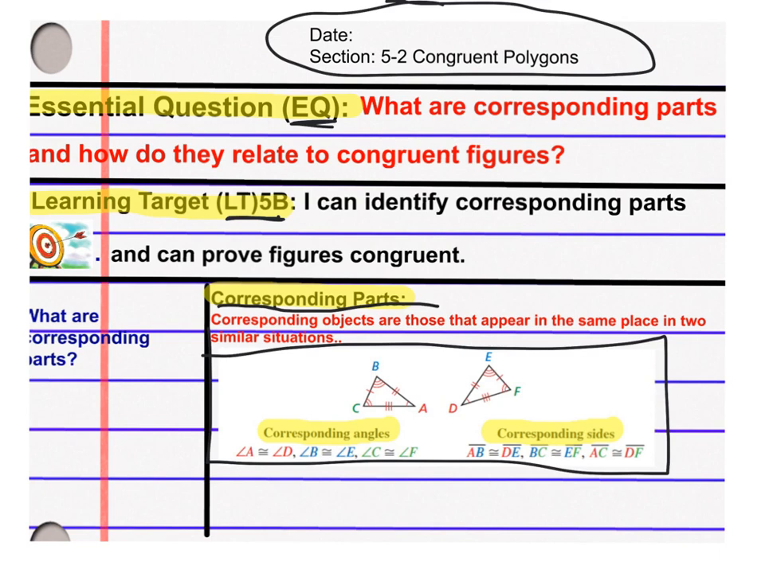Angle B and angle E, they are also congruent. Angle C and angle F. So they are congruent and they are in the same spot, and same thing for the sides. In a triangle, there are 3 corresponding angles and 3 corresponding sides.